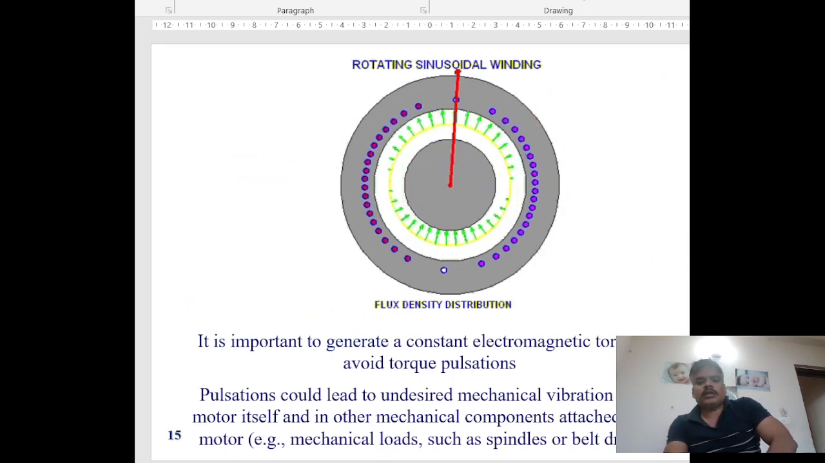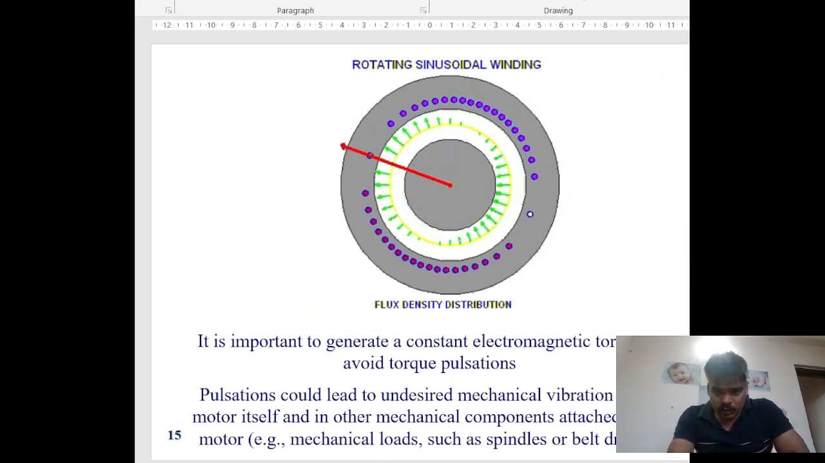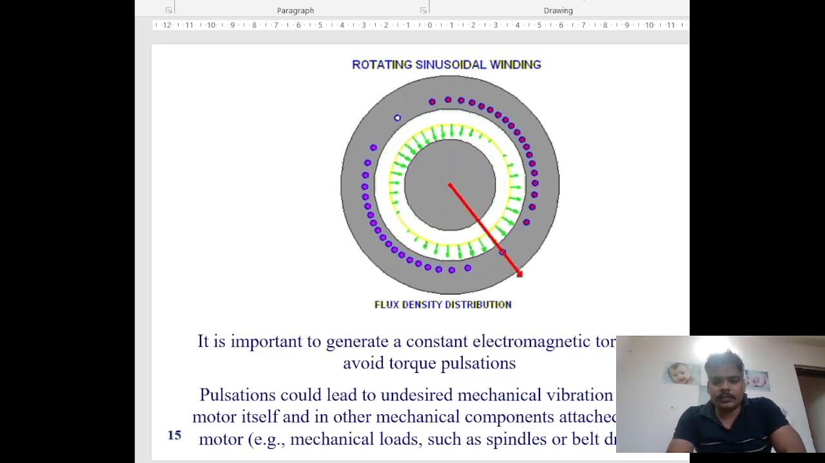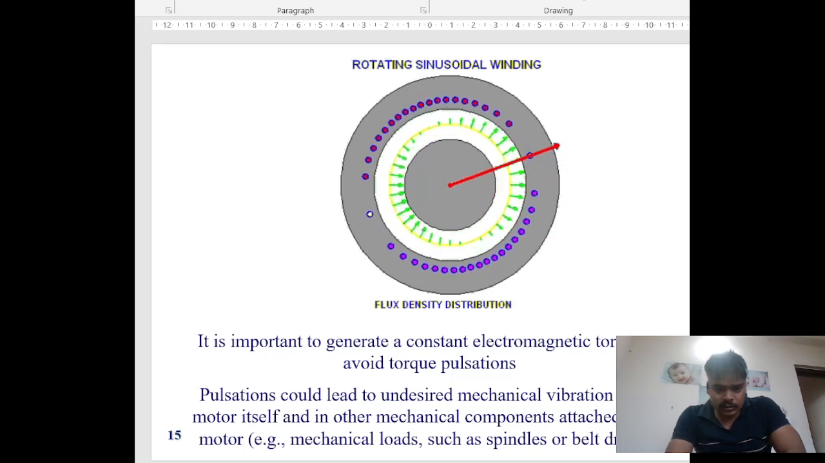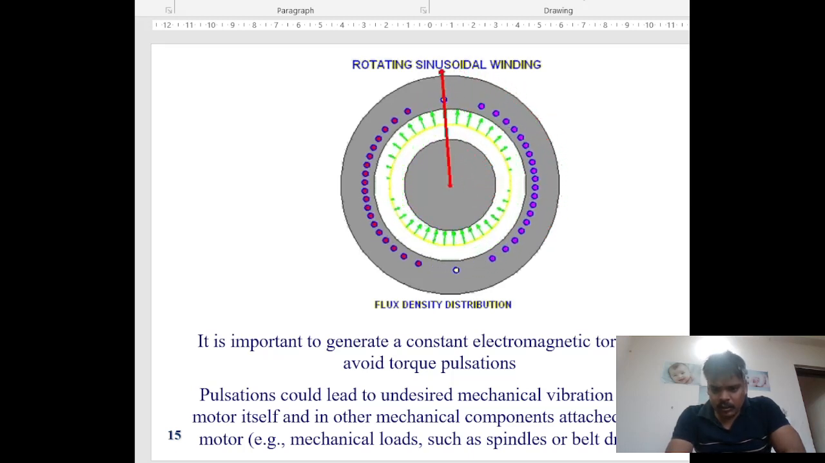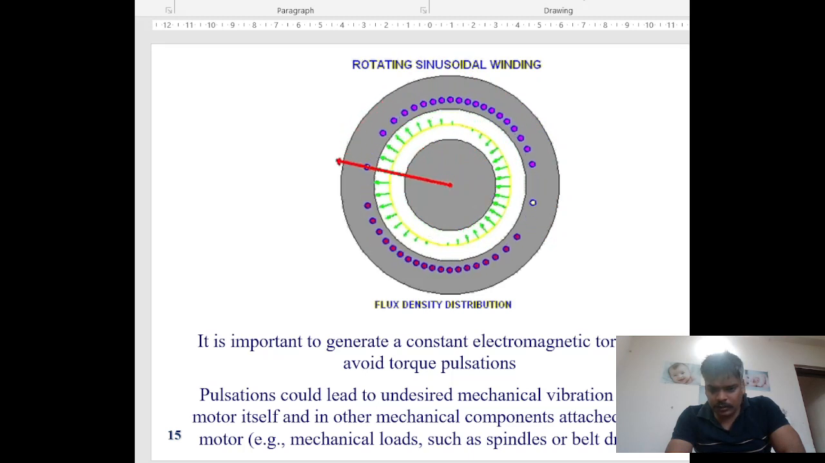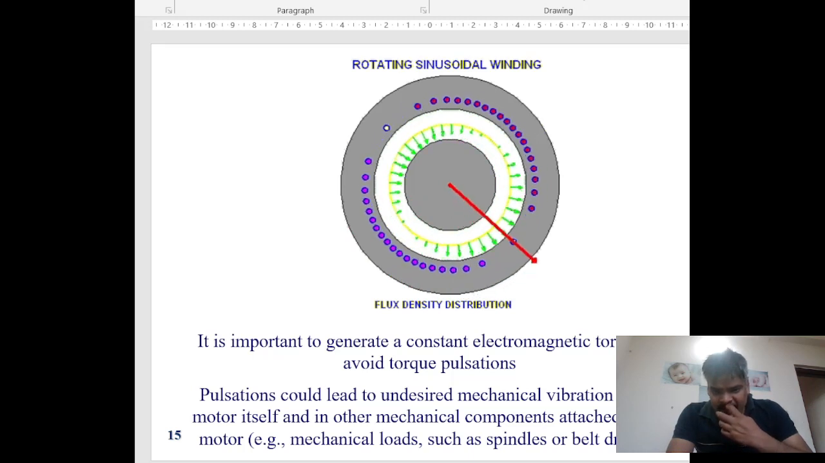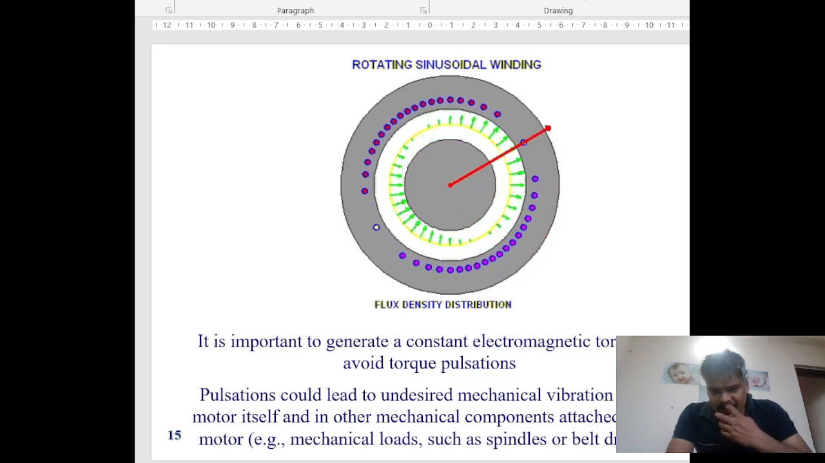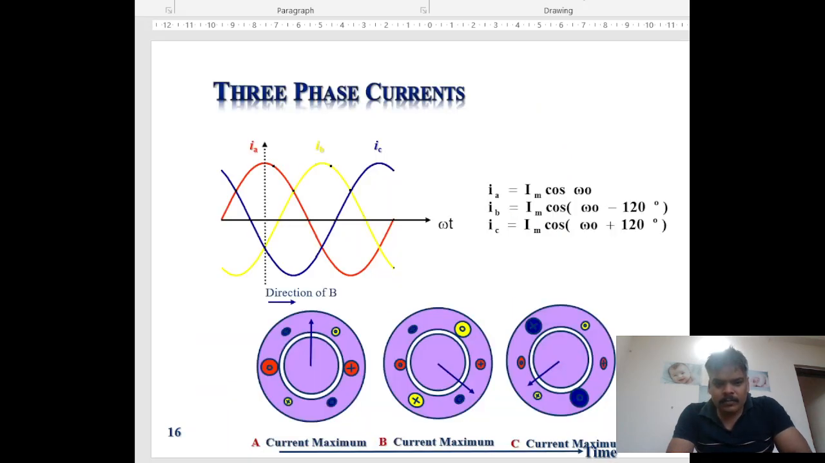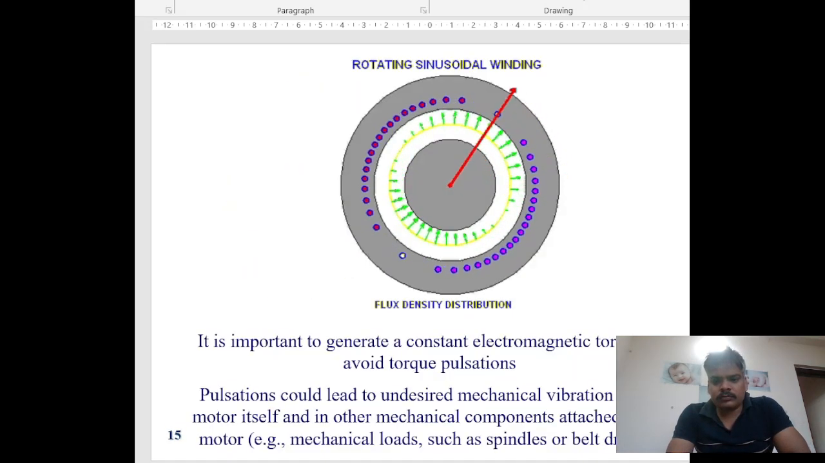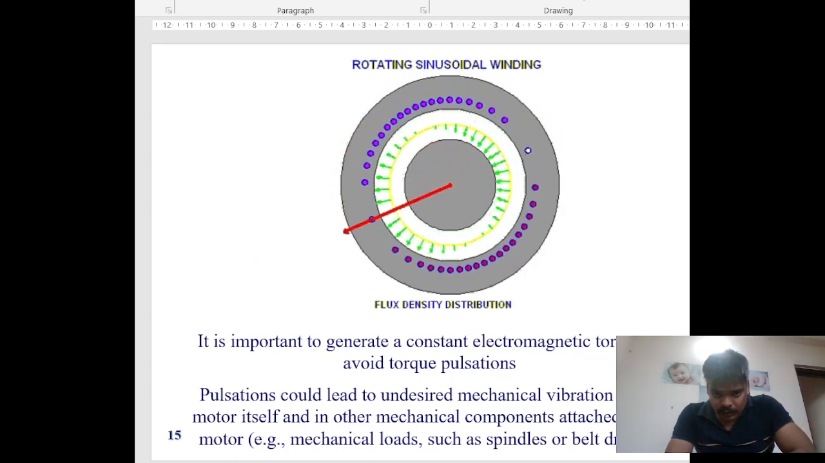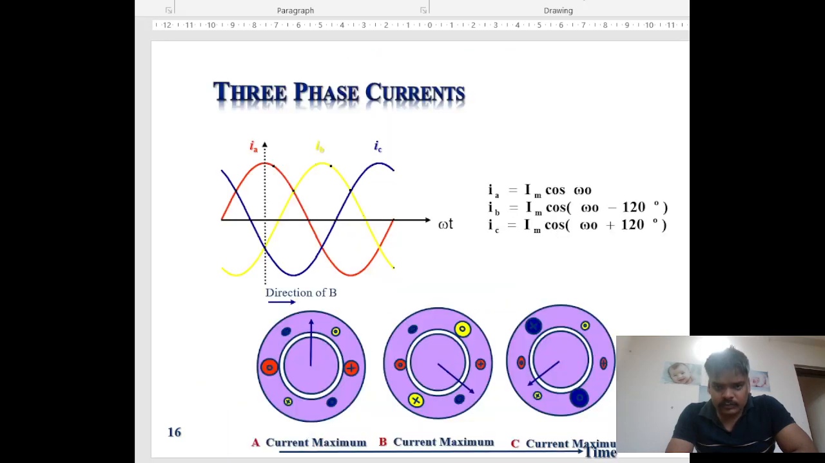It is important to generate a constant electromagnetic torque to avoid torque pulsation. Pulsation could lead to undesired mechanical vibration in the motor itself and in other mechanical components attached to the motor, for example mechanical loads such as a spindle or belt drive.